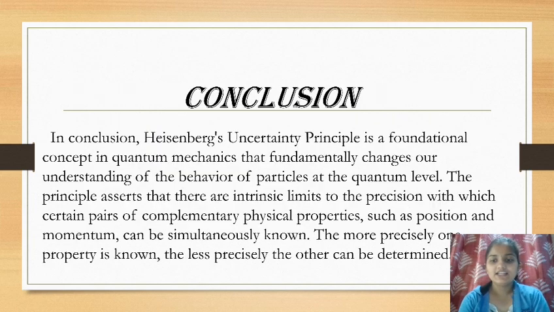And the conclusion. In conclusion, the Heisenberg uncertainty principle is a foundational concept in quantum mechanics that fundamentally changes our understanding of the behavior of particles at the quantum level. The principle asserts that there are intrinsic limits to the precision with which certain pairs of complementary physical properties, such as position and momentum, can be simultaneously known. The more precisely one property is known, the less precisely the other can be determined.